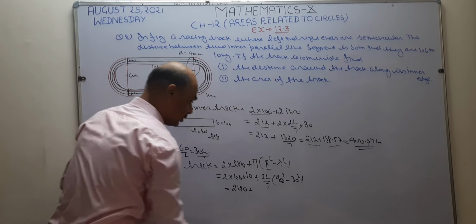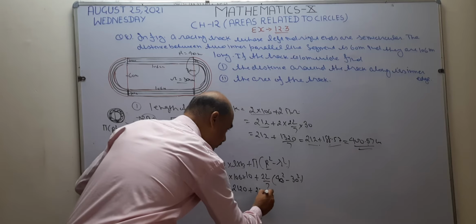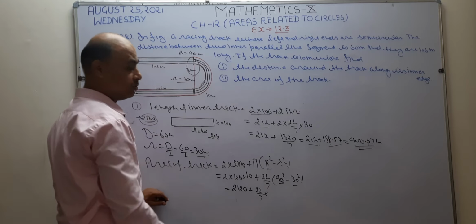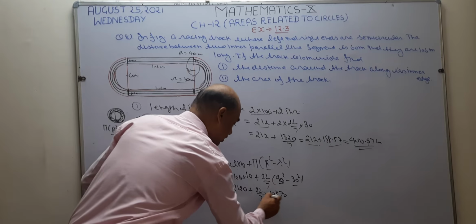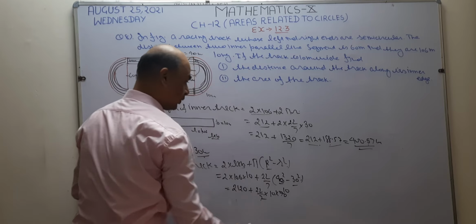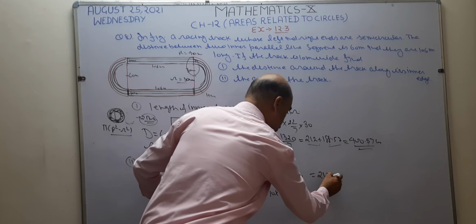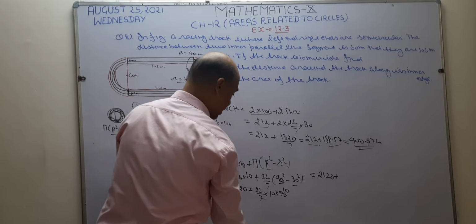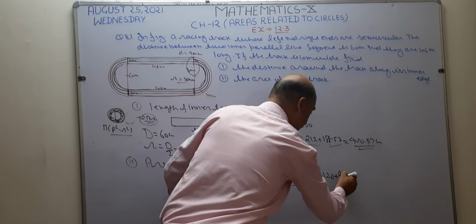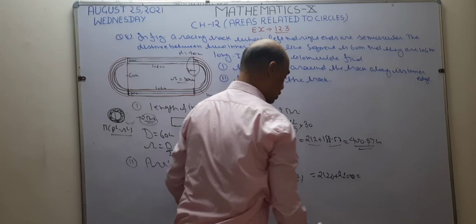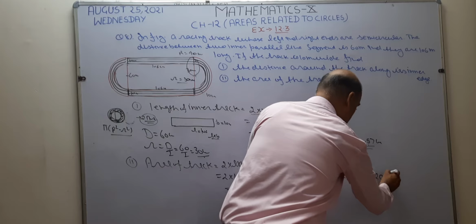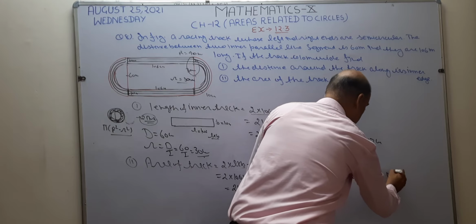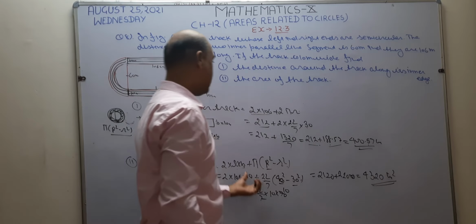Now this becomes 2120 plus 22 by 7. By using the formula a square minus b square, this becomes a minus b and a plus b. So this becomes 10 into 70. So this is going to cancel. Now what's your answer? 2120 from the first part. From the second part it becomes 2200. When you add these two, this becomes 4320 meter square. So this is the area of the track.